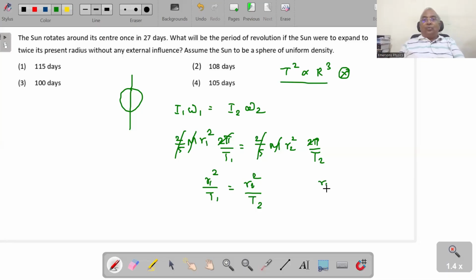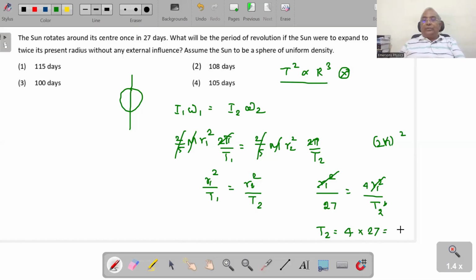So r1 squared by 27 days equal to, now the radius is twice the present value, r2 will be (2r1) the whole squared, which is 4r1 squared by the time we have to find, t dash. That is t2 that we have. Okay, shall we find t2? r1 squared gets cancelled. So t2 will be equal to 4 into 27.